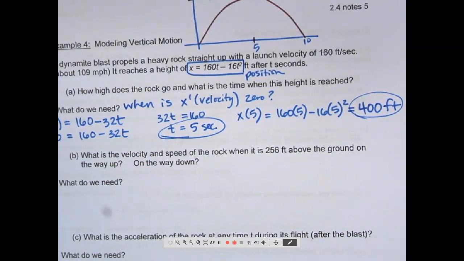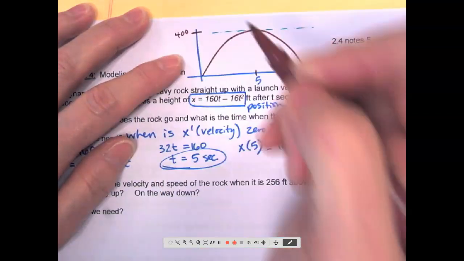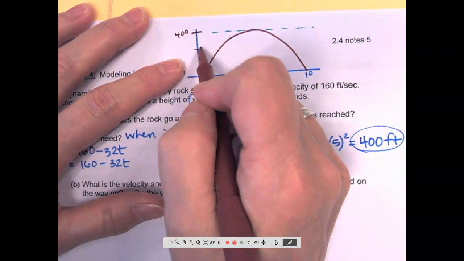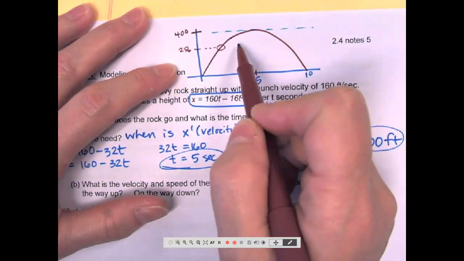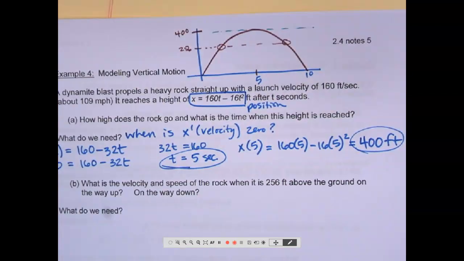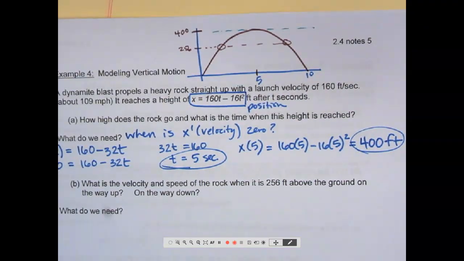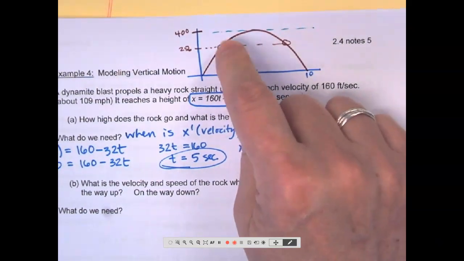Part B. What is the velocity and speed of the rock when it is 256 feet above the ground on the way up and on the way down? Okay, if it reaches a height of 400, then somewhere on the way up, it reaches 256, right? So 256 here and here. On the way up, on the way down, it will go through 256 feet. I want to know what the velocity is here and the speed. To find the speed, I have to find the velocity first. How do I find the velocity there?